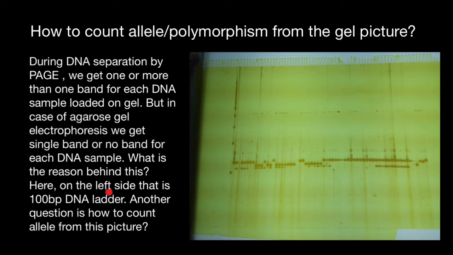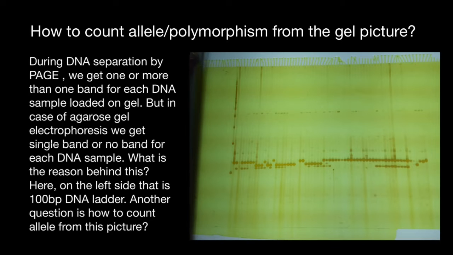Here on the left side, that is a 100 base pairs DNA ladder. Another question is how to count alleles from this picture. First of all, PAGE, this acronym stands for Polyacrylamide Gel Electrophoresis. And what is the difference between PAGE and agarose gel electrophoresis?